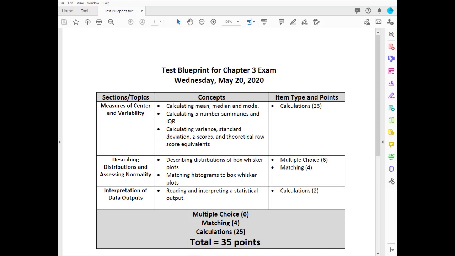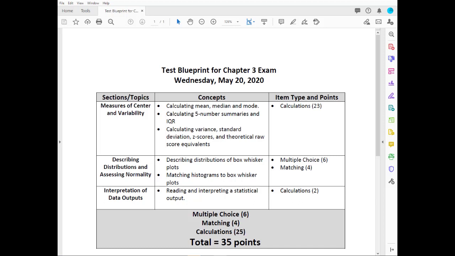The calculations include still calculating mean, median, and mode, which were measures of center that we discussed last chapter. Calculating 5-number summaries and IQR. There might be a range question in there as well. Calculating variance and standard deviation, z-scores, and theoretical raw scores. And for these, you need to remember that you should be using the sample formula for all of these. Also, in calculations, you'll be reading statistical output in order to perform some of these calculations. So instead of me giving you the scenario, you're going to actually draw it from the statistical output.